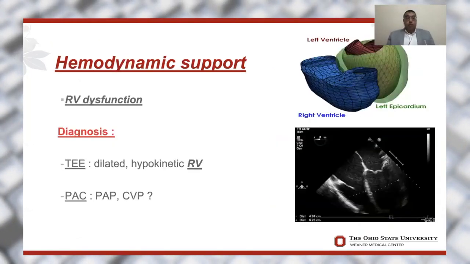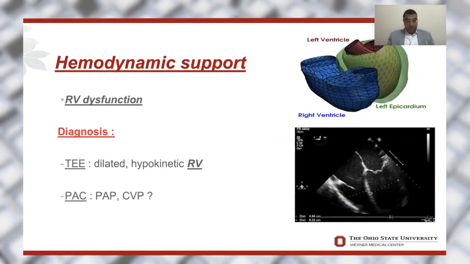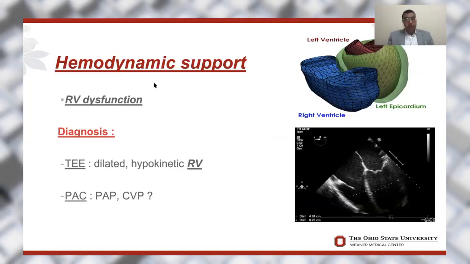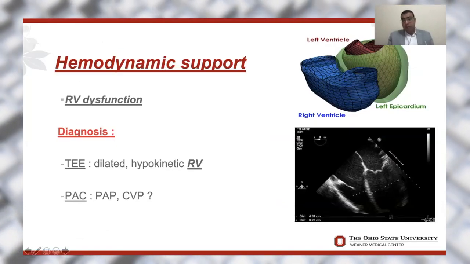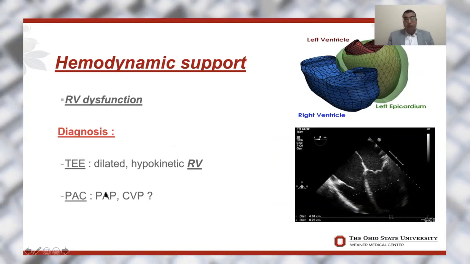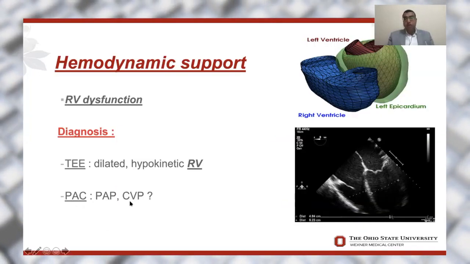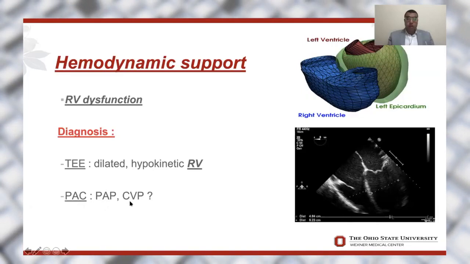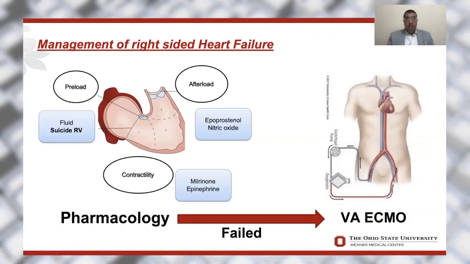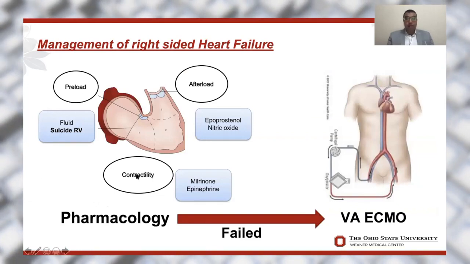The most important slide is about the hemodynamic support. Always watch the RV. How do you diagnose RV dysfunction? By using the transesophageal echo. You can see if it's dilated. You know, this is the normal relationship between the LV and the RV. If it's hypokinetic, you can go for the Swan-Ganz to tell you about the pulmonary artery pressure and the intravascular pressure. All of this will tell you about the RV dysfunction. How could you manage the RV dysfunction? By decreasing the preload, decreasing the afterload, enhancing the contractility.